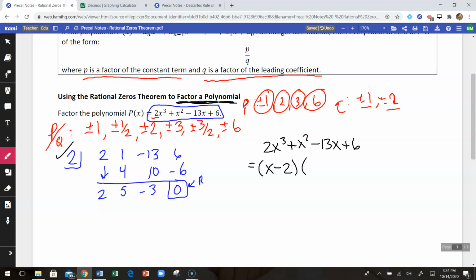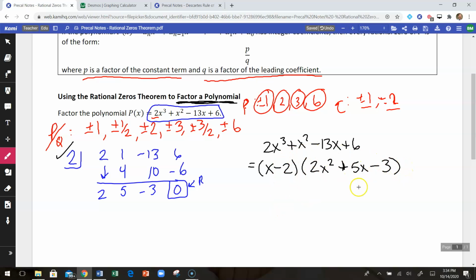Well, it's times what I have left over. What I have left over, that was 2x to the third. I went down a degree. It's now 2x squared. So I have 2x squared plus 5x minus 3. So what we found was that the polynomial that we began with could be written as x minus 2 times 2x squared plus 5x minus 3.